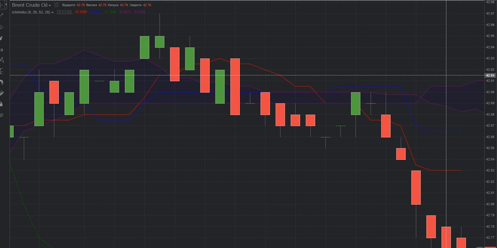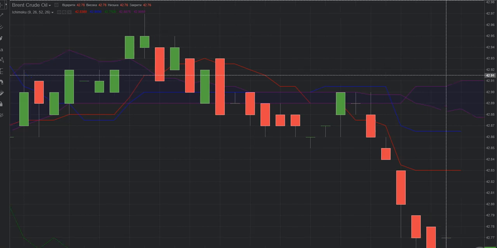Ichimoku takes multiple averages, plots them on the chart and uses them to complete a cloud, which attempts to forecast where the price may find support or resistance levels in the future. The Ichimoku cloud consists of 5 lines: conversion line, baseline, lagging span, Senkou span A, and Senkou span B.